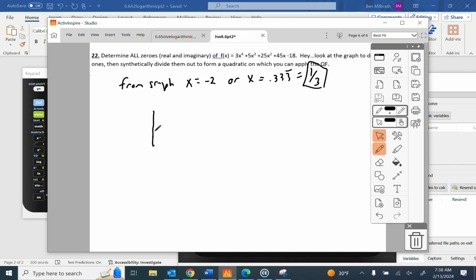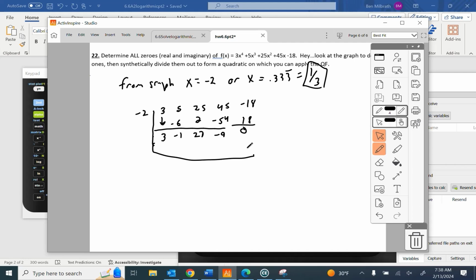Then we're going to do some synthetic division. Coefficients are 3, 5, 25, 45, negative 18. And I'm going to start with a negative 2. I'm going to drop the 3. Negative 2 times 3 is negative 6. 5 and negative 6 makes negative 1. Negative 2 times negative 1 is 2. 25 and 2 makes 27. Negative 2 times 27 is negative 54. 45 plus a negative 54 is negative 9. Negative 2 times negative 9 is 18. 0.